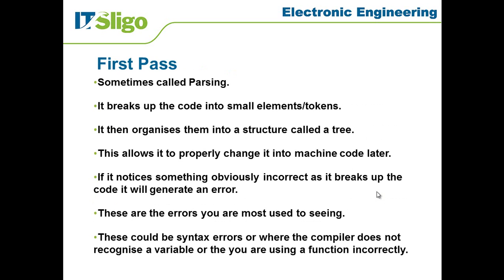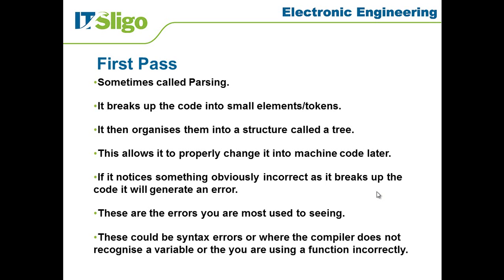The first pass, this is sometimes called parsing. And what it does is it breaks up the code into small little elements or tokens. And again, there are lots of different terms that are used here for this, but it's basically breaking it down into small little sections that are manageable for it. It then organizes them into a structure called a tree. So it can go back to that structure later and try and turn that into machine code or assembly language, depending on which your compiler system wants to do.